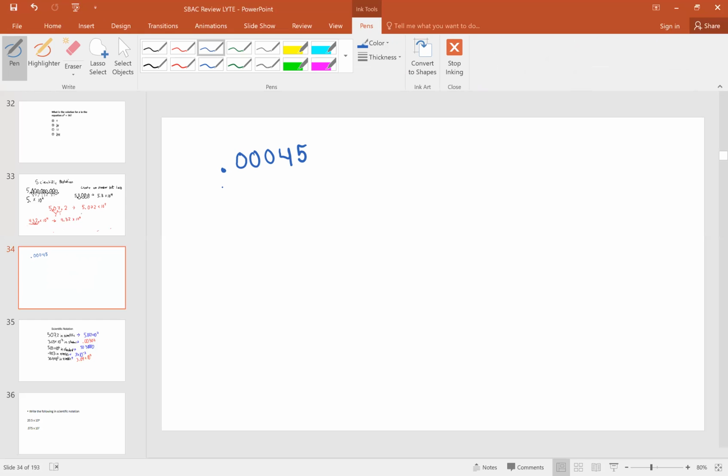Now, where would this decimal here have to be to make sure I had a number between 1 and 10? Well, I would have to move it to the right or to the left. Well, in this case, I would have to move it to the right. So I'd have to move it 1, 2, 3, 4. I'd move it 4, and you guessed it, it would be 4.5 times 10 to the power of, well, this would be negative 4, right? Because when I moved to the left, it was going up. Anytime I move to the right, it's going to be going down.